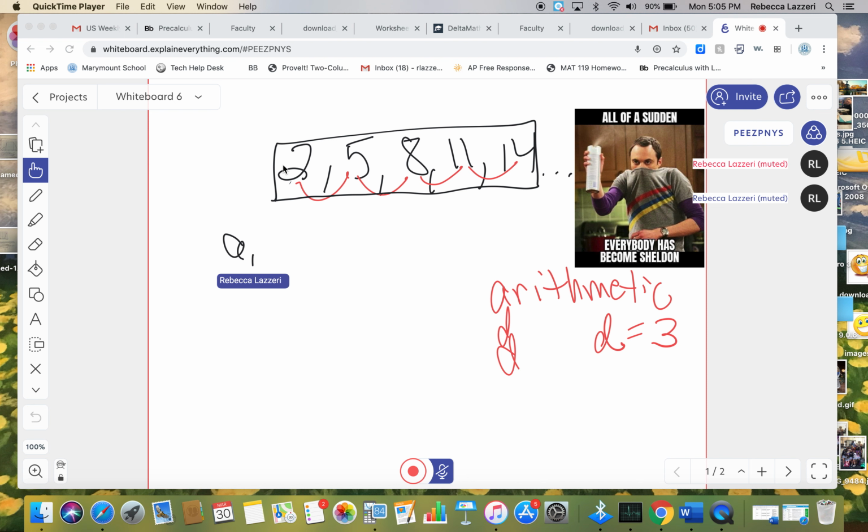So if I had a sequence like 2 plus 3 is 5, plus 3 is 8, plus 3 is 11, plus 3 is 14, I see that I'm adding by 3 each time. And since I'm adding, this is called an arithmetic sequence. An arithmetic sequence is when you add the same thing every time, and that's called the common difference. In this case, the common difference is 3.